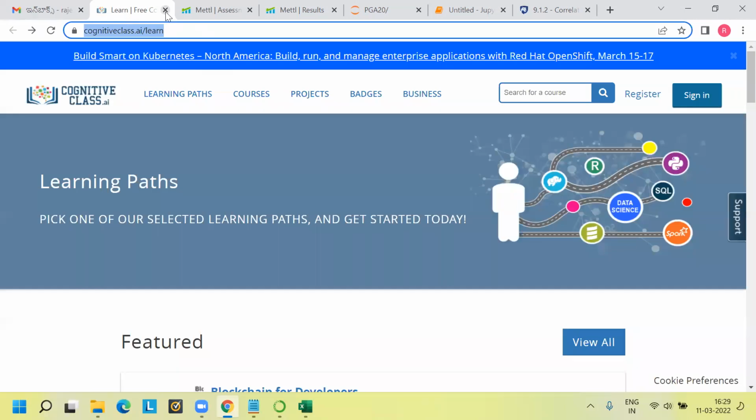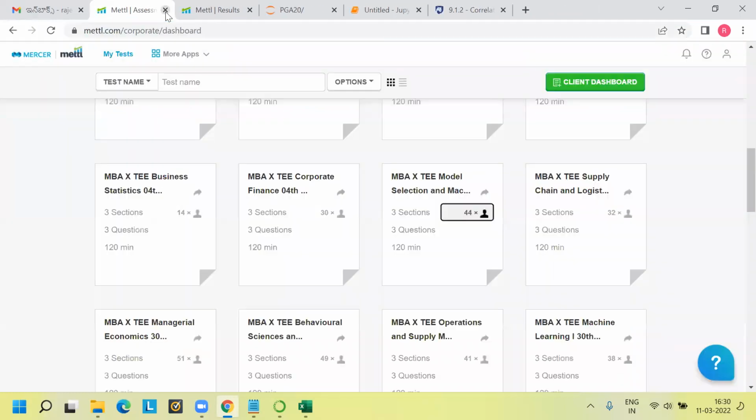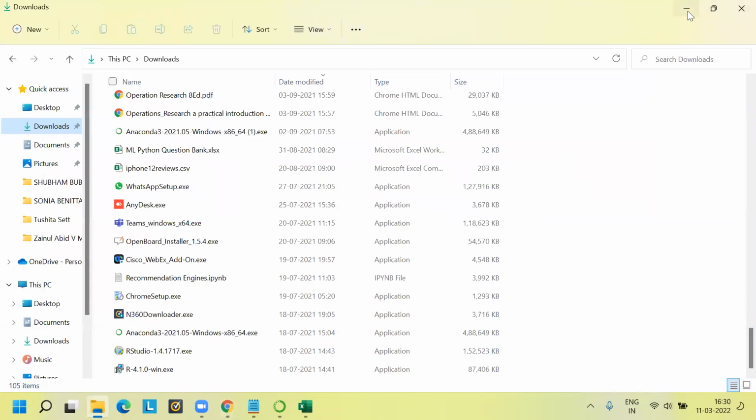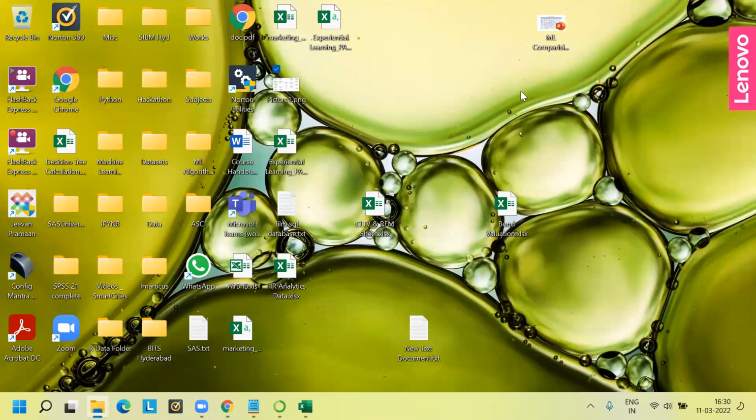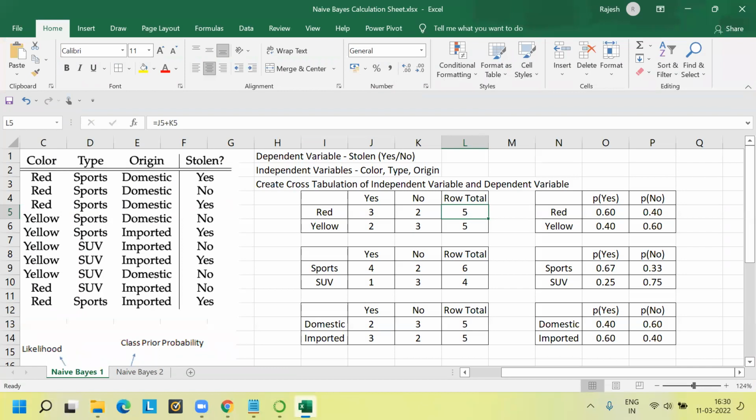So focus on these Cognitive Class labs. These are all free courses. Data science fundamentals you can also do. That's a very good course. And if you want sample data sets to practice with, you ask me, and I'll send you the sample data sets.